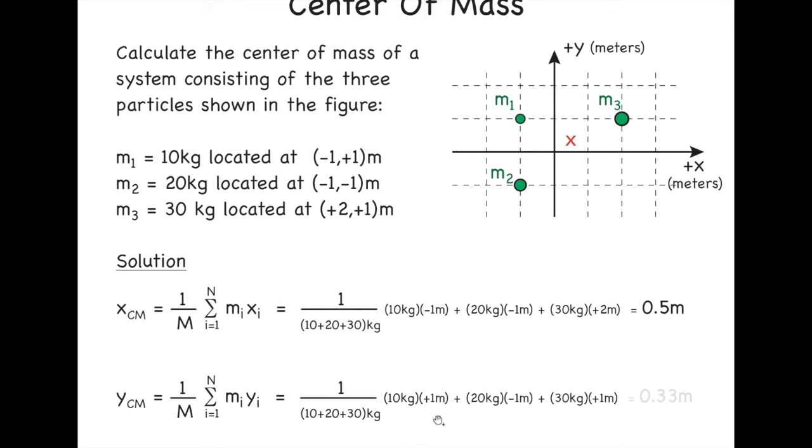Right, so when we add these up, that is a +10, that's a -20, which together make a -10, and add another 30, and that's 20. 20 out of 60 is a third, or 0.33 meters, and so we now have our y coordinate for this system of three masses. The center of mass of these things turns out to be right here. Okay.